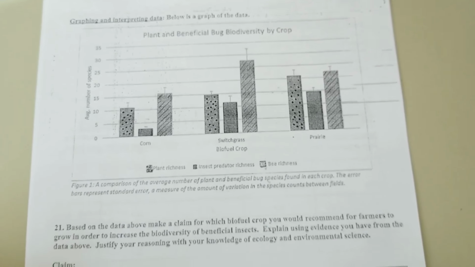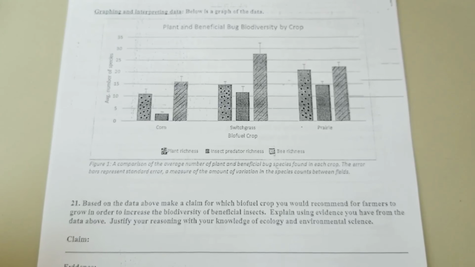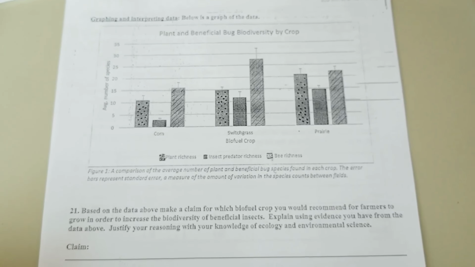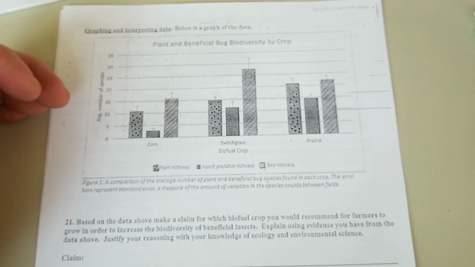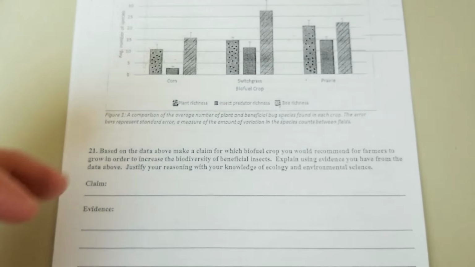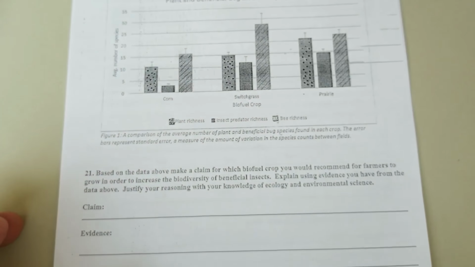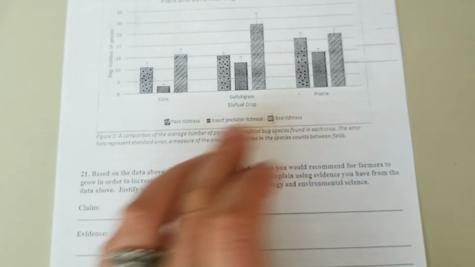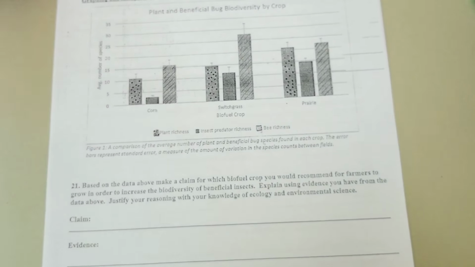Based on this graph, make a claim for which biofuel crop you would recommend for farmers to grow in order to increase the biodiversity of beneficial insects. Explain using evidence you have from the data above. Justify your reasoning with your knowledge of ecology and environmental science. So you make a claim. I claim that the best biofuel is corn. I claim that the best biofuel is switchgrass. I claim that the best biofuel is prairie grass. So that's just making your claim.